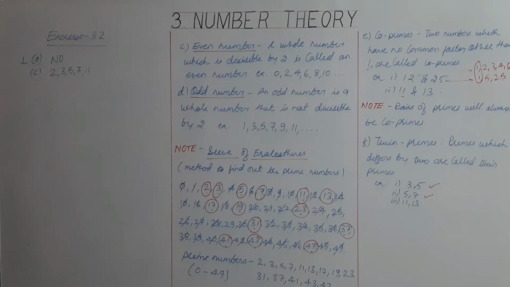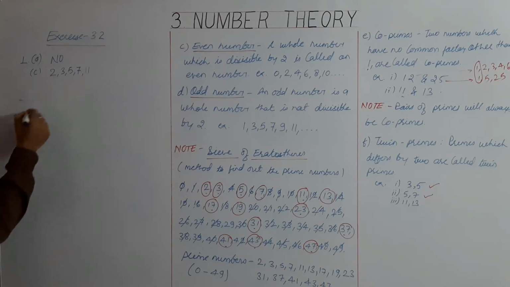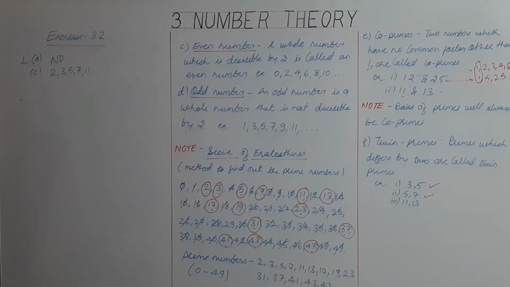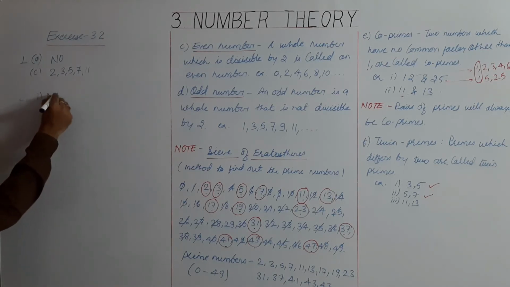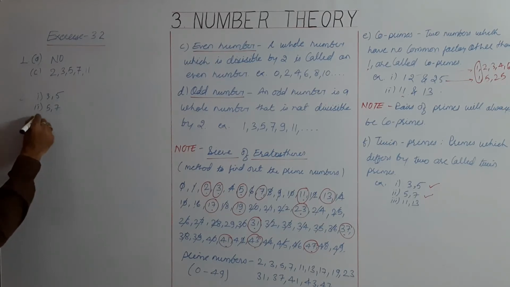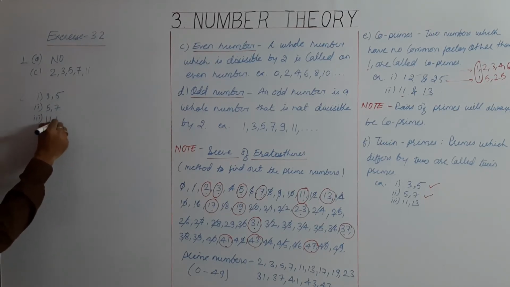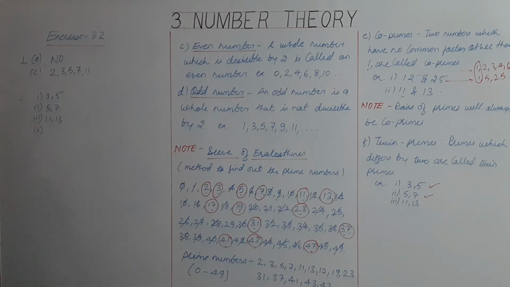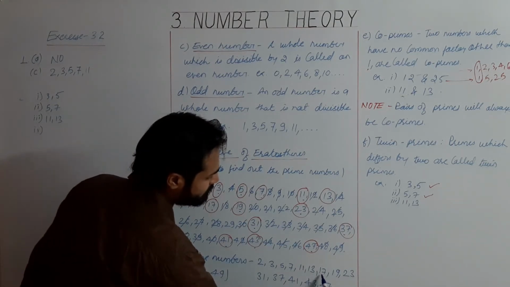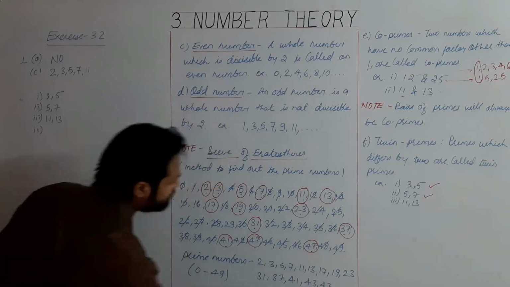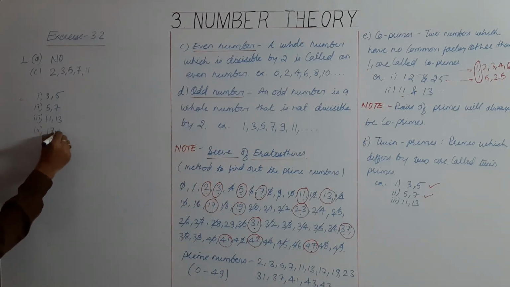Second question, what are twin primes? Primes which differ by 2 are called twin primes. Then write all the pairs of twin primes less than 50. So the first pair is 3 and 5. Second pair is 5 and 7. Third pair 11 and 13. Fourth pair, from here 13 and 17, no. 17 and 19, the difference is 2. So 17 and 19.